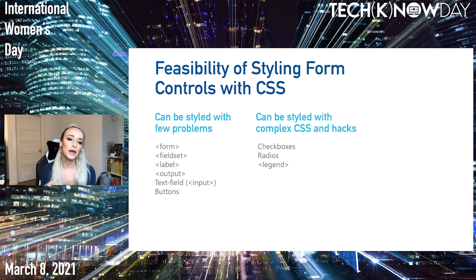The second bucket can be styled with complex CSS and hacks. These are checkbox, radio, and legend. Again, you'll probably need to get a little bit hacky, but you should ultimately be able to achieve what you're trying to achieve, if not without a few bumps or, again, hacks to get that desired result.